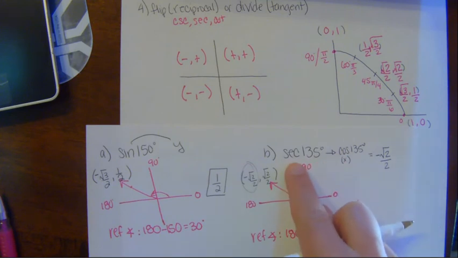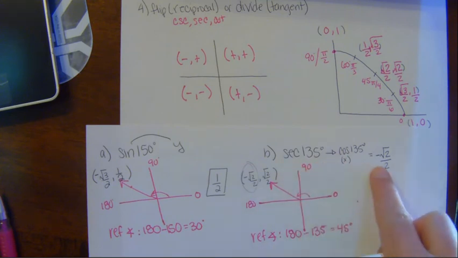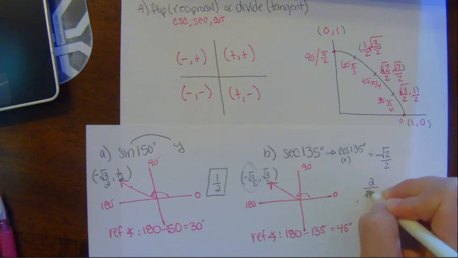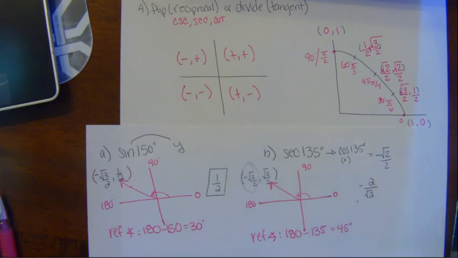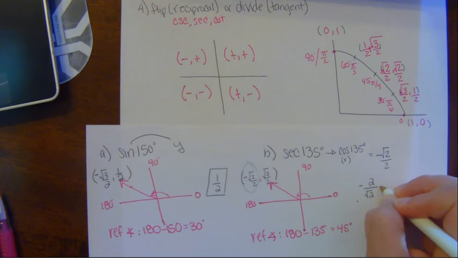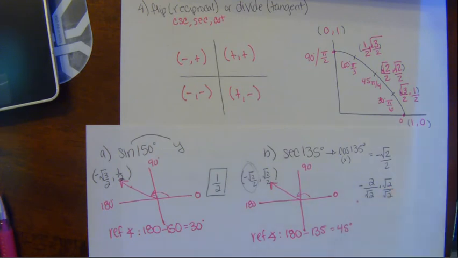So I have to flip it for secant. So I'm going to flip this to become 2 over radical 2. Remember, the signs stay the same every time we flip it. Now as you look at this, can this be my answer? Can I leave that as my answer? No way. We're going to multiply by radical 2 on top and bottom.